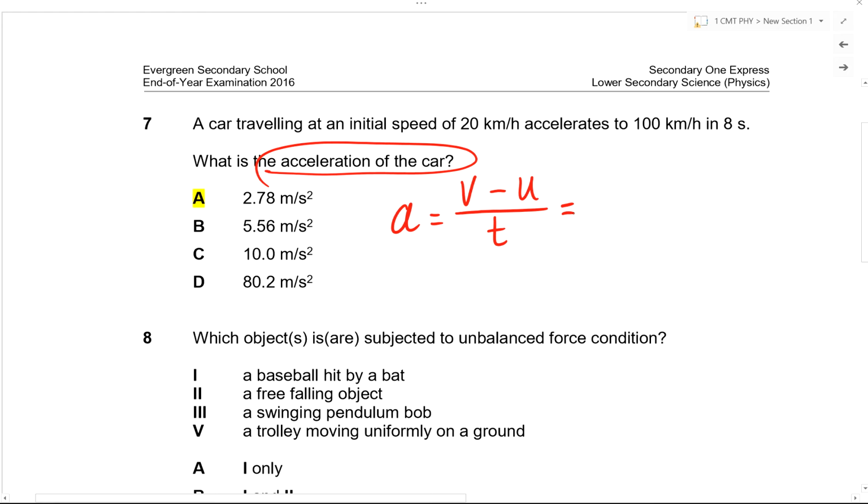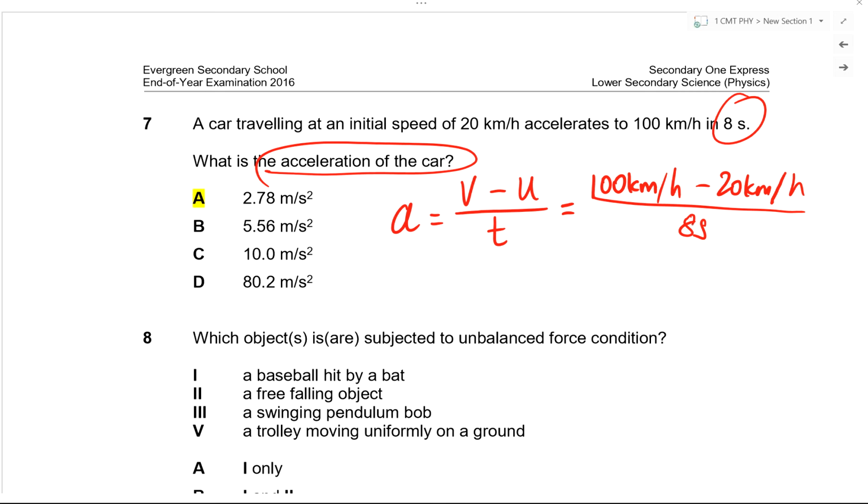Okay? So now, what is the final speed? 100 kilometers per hour. And what is the original speed? 20 kilometers per hour. And we divide this by the time taken. How much time was taken? 8 seconds. Over here, 8 seconds. So if you do this working, you're going to definitely get it wrong already. You know why?